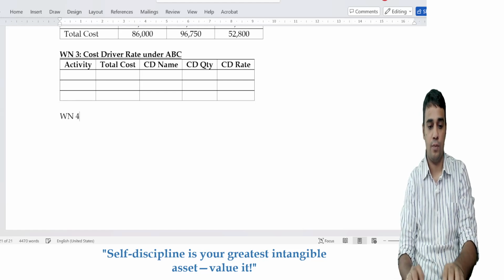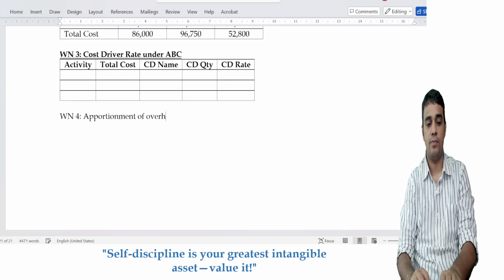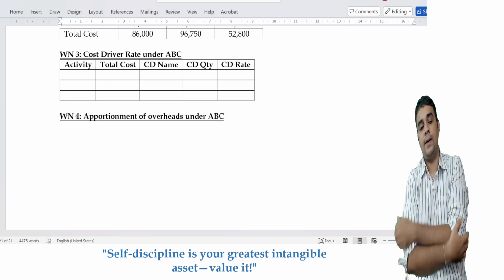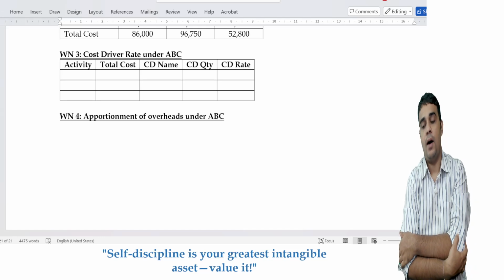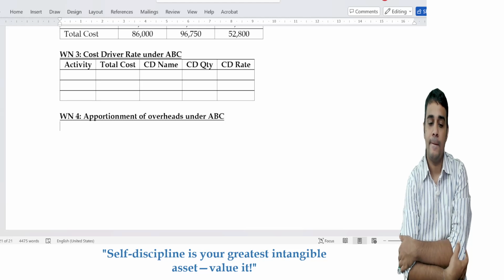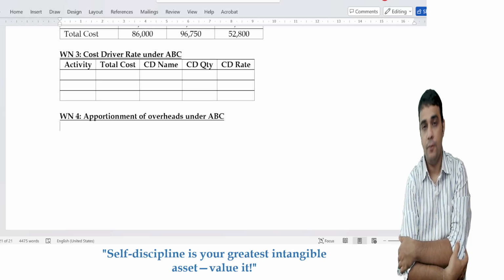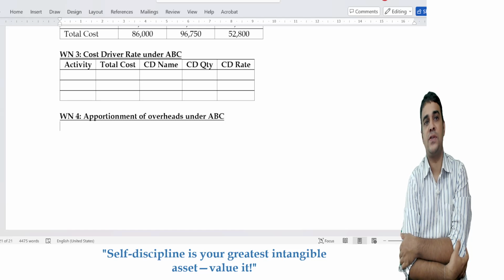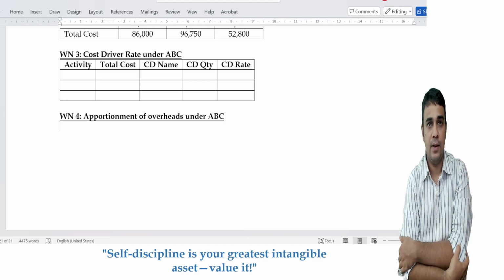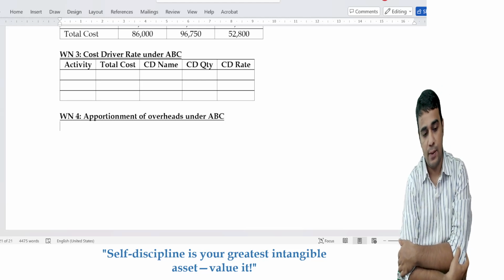Working note 4. Apportionment of overheads under ABC. We do it together, as together saves some time. Some problems it is not needed, but this question can be done together. We will be doing 3 and 4 together.